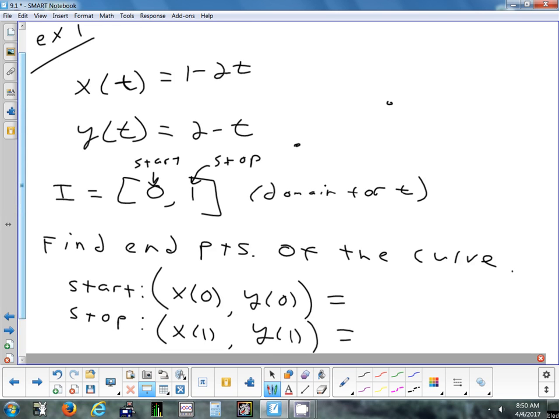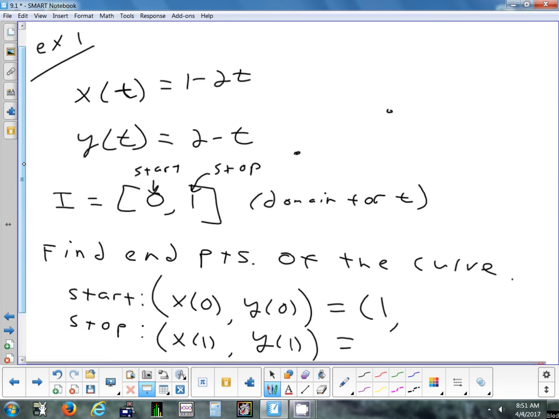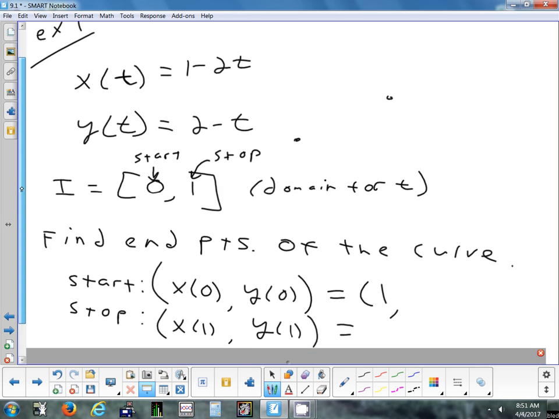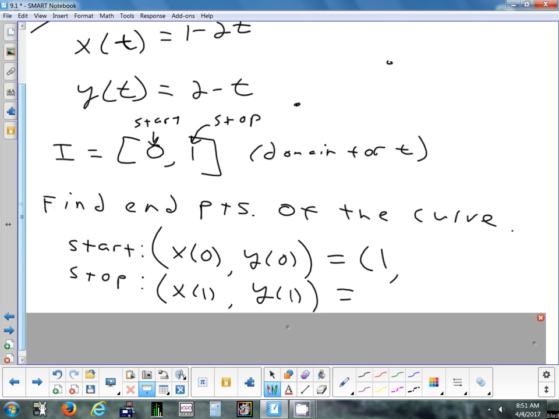Yeah, we get 1 minus 2 times 0, which is just 1. So the curve is going to start at 1, comma. And Hannah, if I plug 0 into the y formula, what do I get? Yep, which is 2. So this particular curve is going to start at (1, 2).